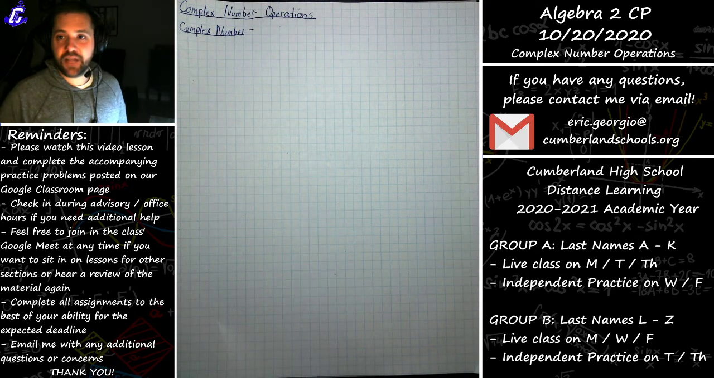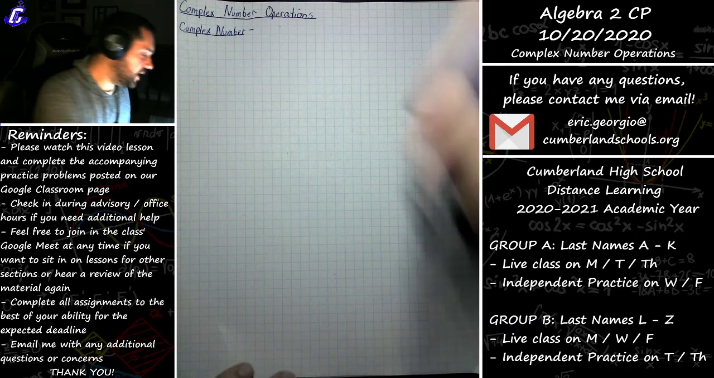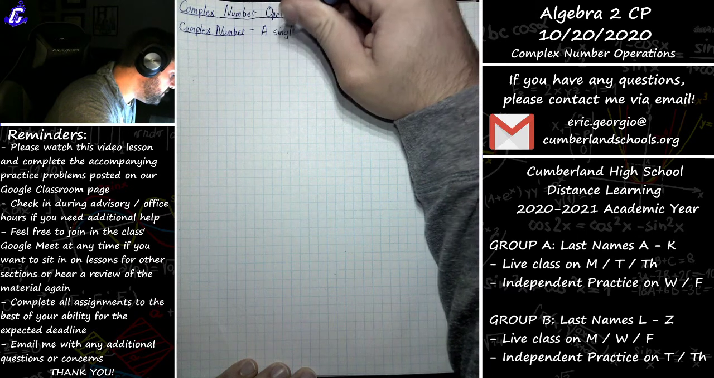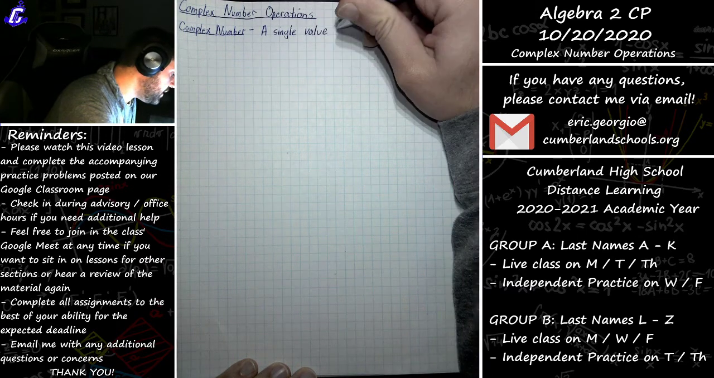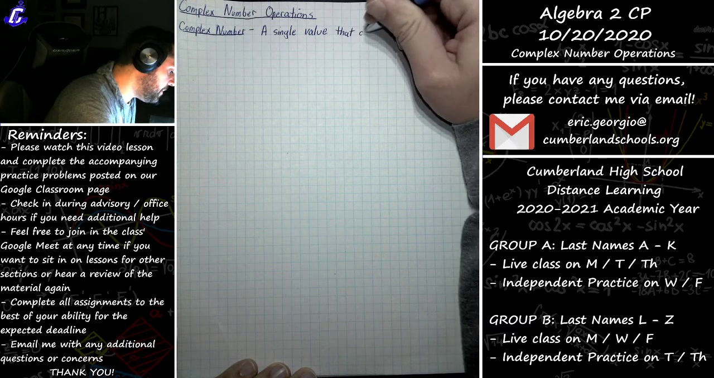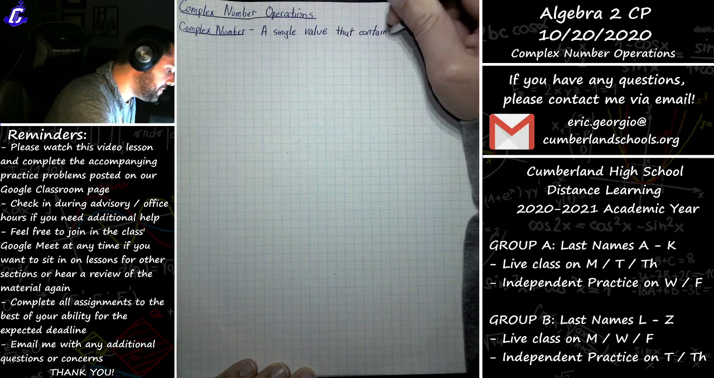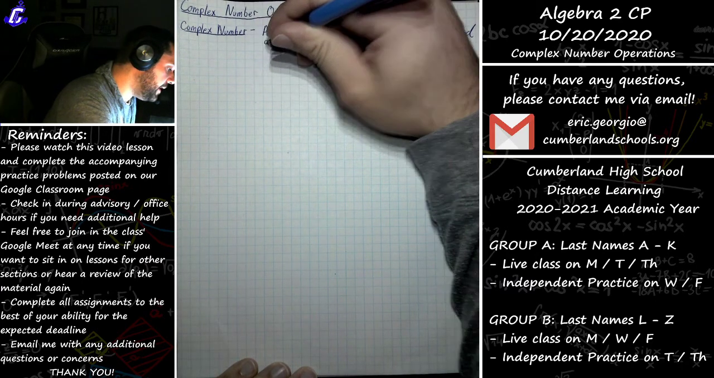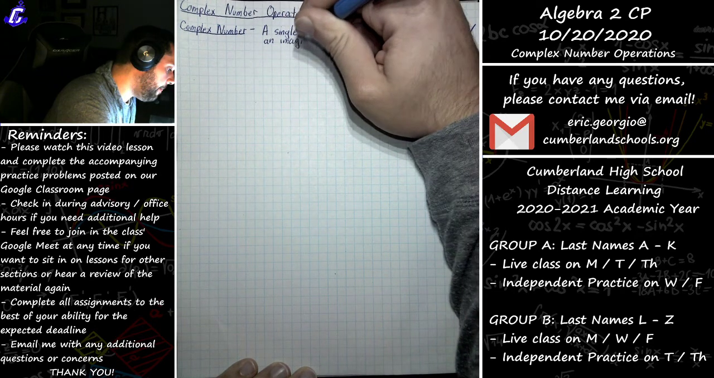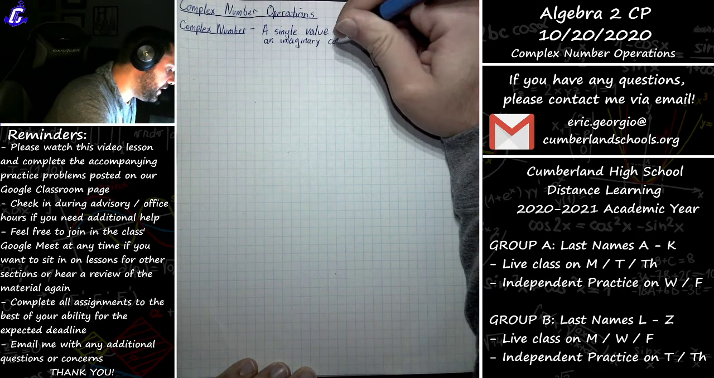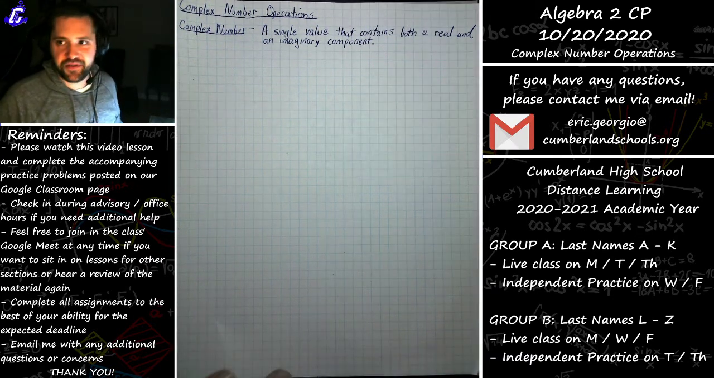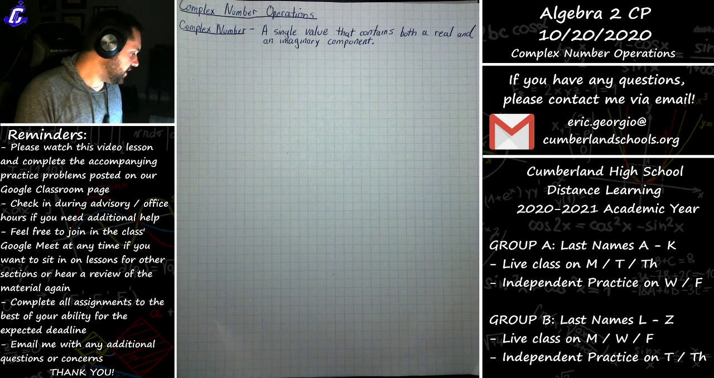A complex number is actually an entirely new concept. To define it, it is a single value that contains both a real and an imaginary component. And of course, that imaginary component means that there are going to be i's included as well. So it's a value that contains both a real and imaginary component.